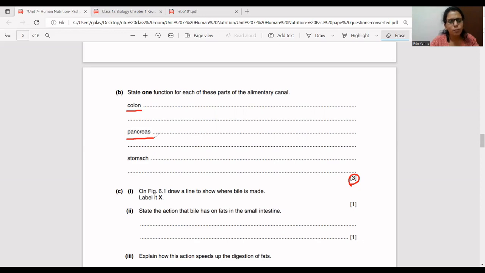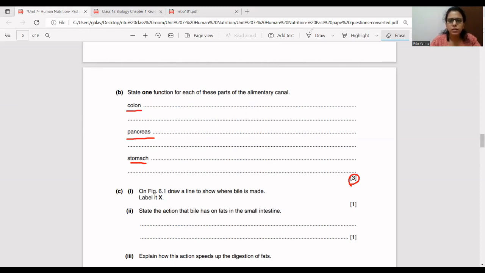Next is pancreas. For pancreas, you can write down any function. You can write that pancreas releases pancreatic juice, which has trypsin, lipase, and amylase enzymes, which help in digestion of different nutrients present in the food. Apart from this, you can also write that pancreas releases insulin and glucagon hormones. About this you will learn in further units. And then stomach. In the stomach, you can write that pepsin enzyme is present, which helps in digestion of protein into polypeptides.